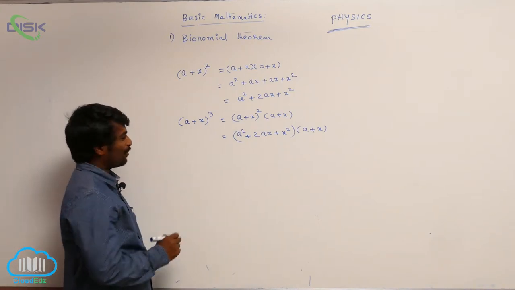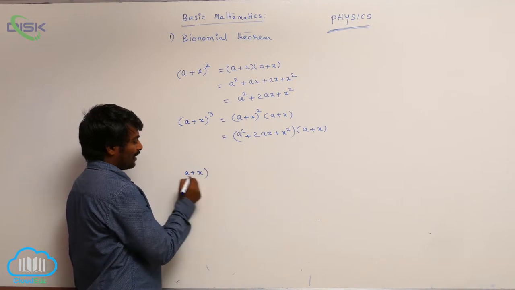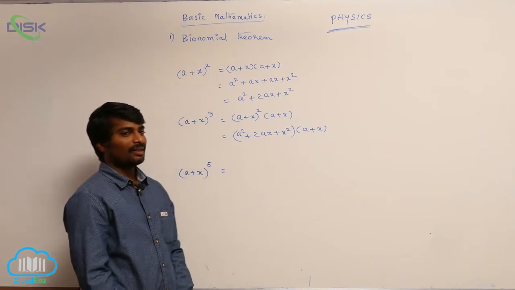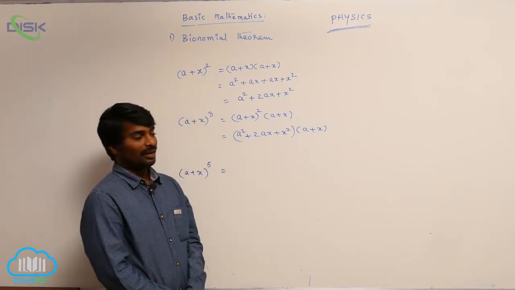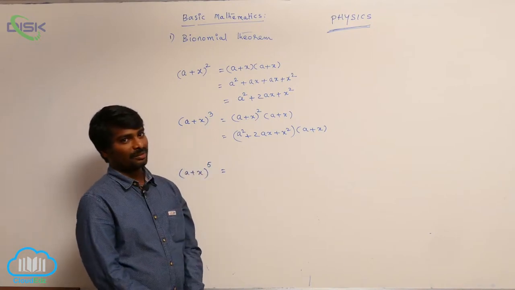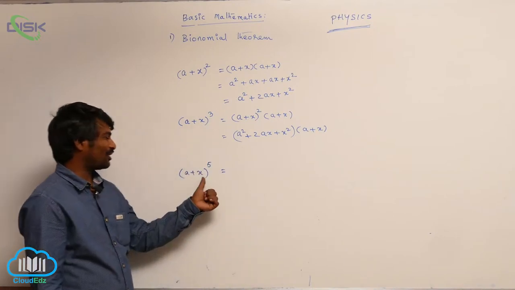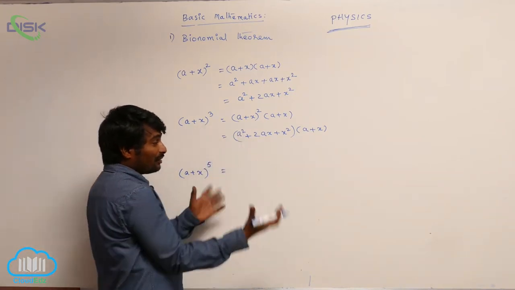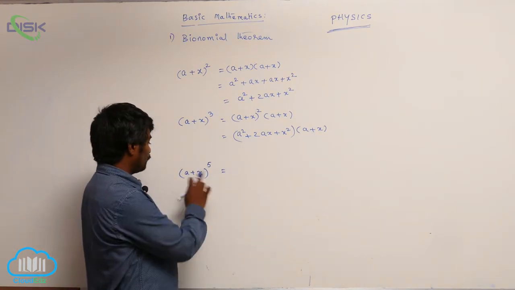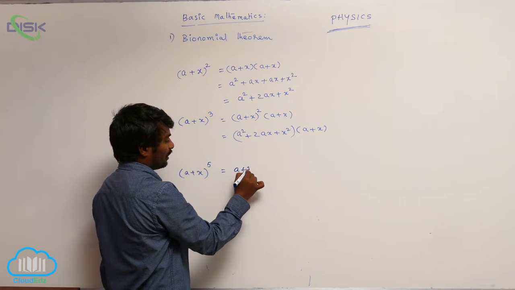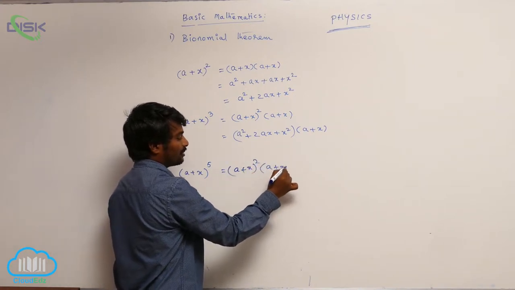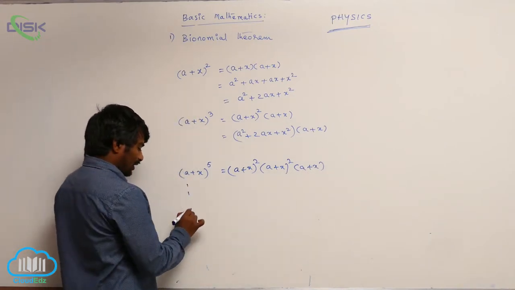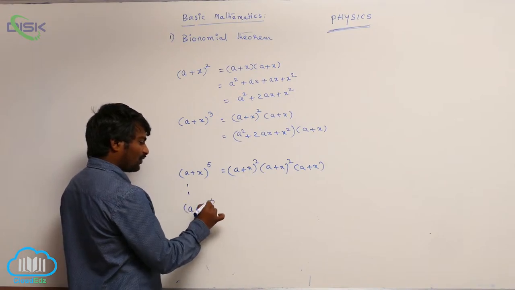Now my question is, what is (a + x) whole power 5? I have seen students try to remember this formula, but they don't know the formula of (a + x) whole power 5. And even it is very lengthy to multiply like this, (a + x) whole square into (a + x) whole square into (a + x). It is a very lengthy process. And again, let me go for (a + x) whole power, say, 59.